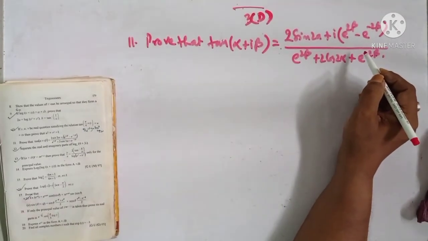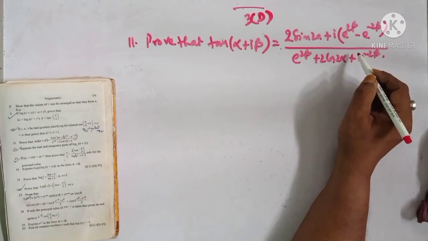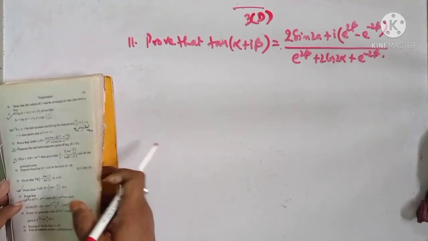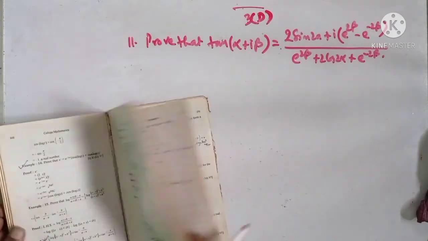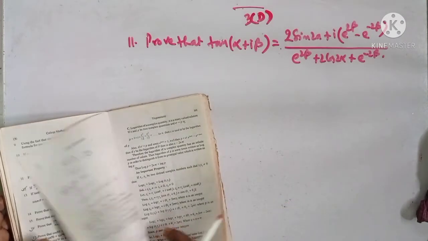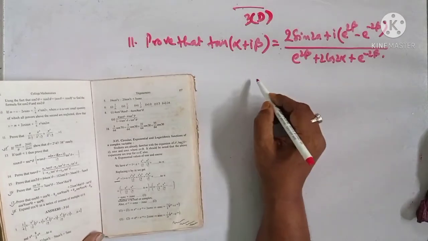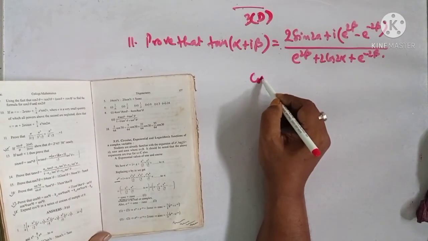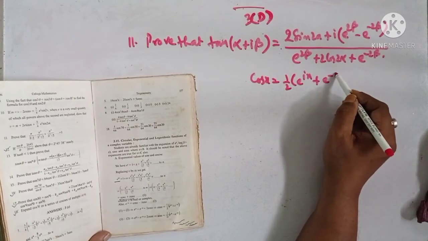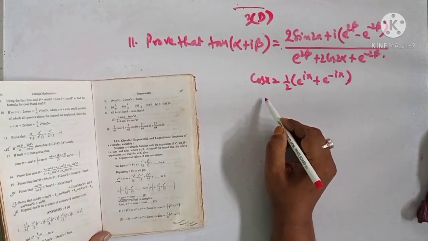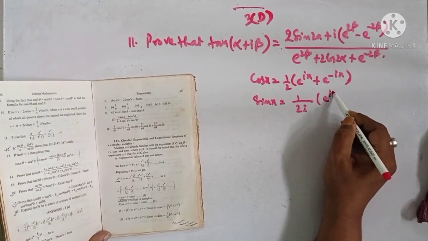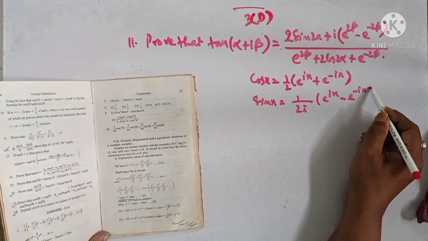Now here you see one thing. One formula: cos x is equal to 1 by 2 times e to the power of ix plus e to the power of minus ix, and sin x, the formula is 1 by 2i times e to the power of ix minus e to the power of minus ix.